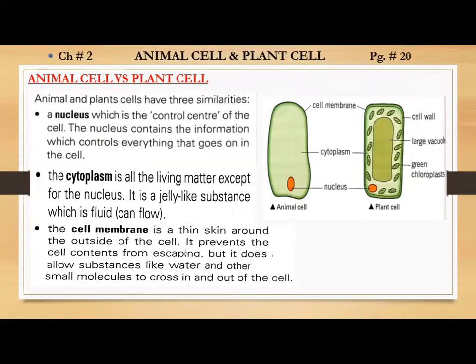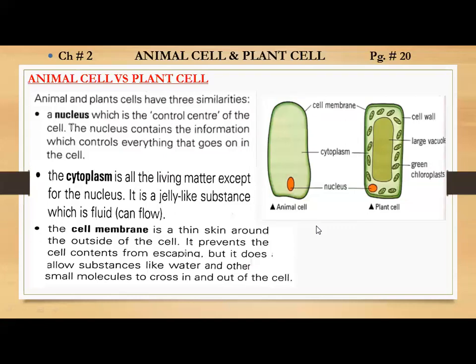Animal cells versus plant cells in detail. Now we can explain these things in detail. Animal and plant cells have three similarities: a nucleus, which is the control center of the cell. The nucleus contains the information which controls everything that goes on in the cell. So first of all, what is the nucleus? The nucleus is the control center of the cell, whether it is an animal cell or a plant cell. The nucleus is the king of the cell, which controls all the activities of the cell. With the help of the nucleus, all the activities in the cell are controlled.